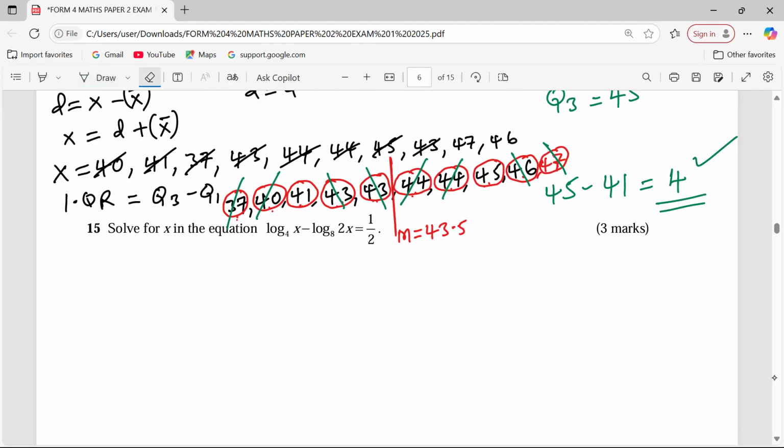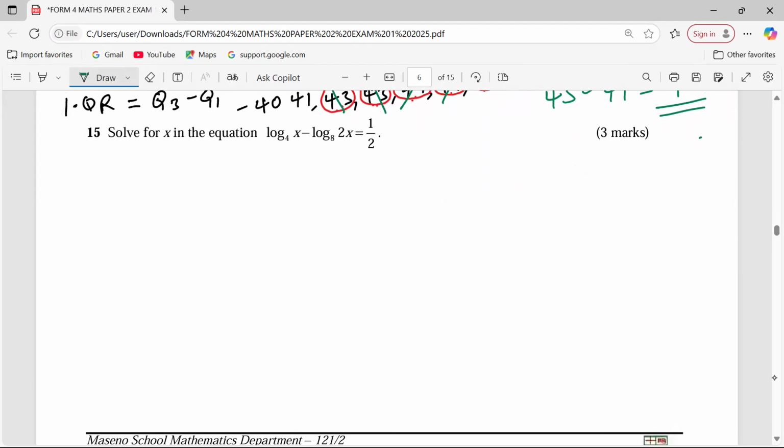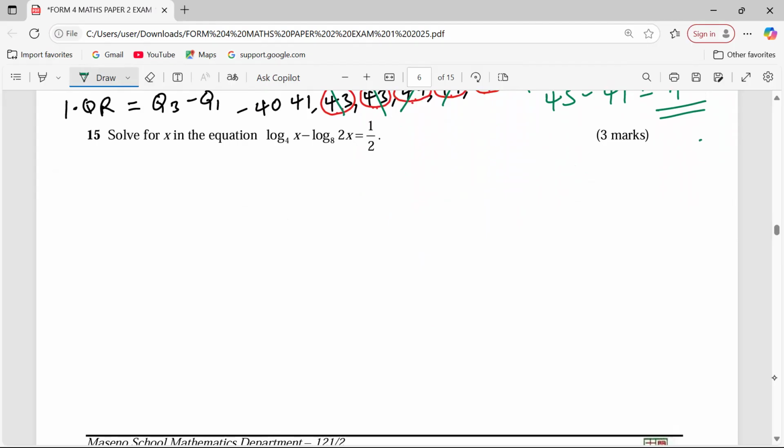Number 15 as we wind up. This is from logarithms. Question from logarithms, so let's solve it. We are solving for x in the equation: the logarithm of x to base 4 minus the logarithm of 2x to base 8 equals a half.